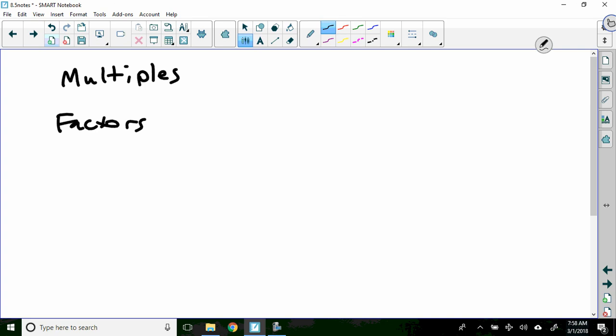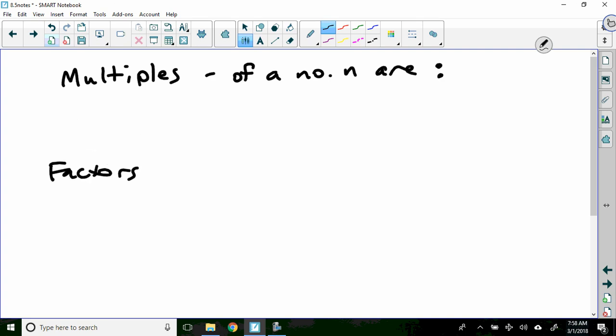But anyway, this is a question I get all the time. 5th and 6th grade parents ask me all the time: my student is not understanding the difference between multiples and factors. Multiples of a number n are as follows: 1 times n, and 2 times n, and 3 times n, etc.